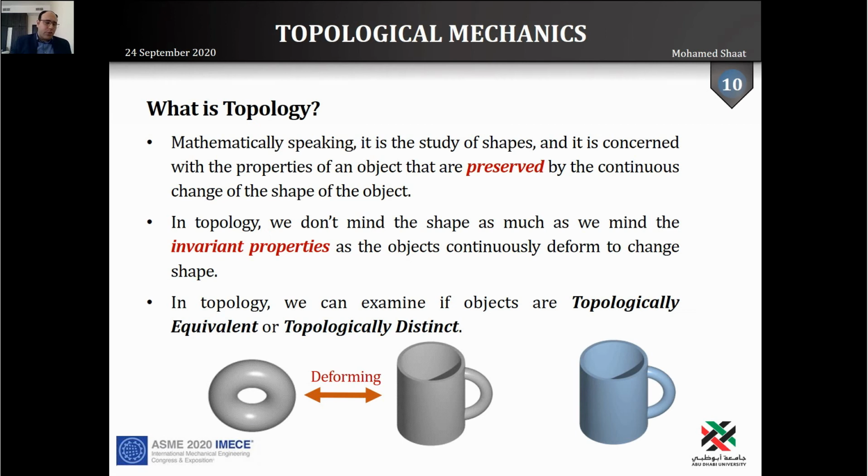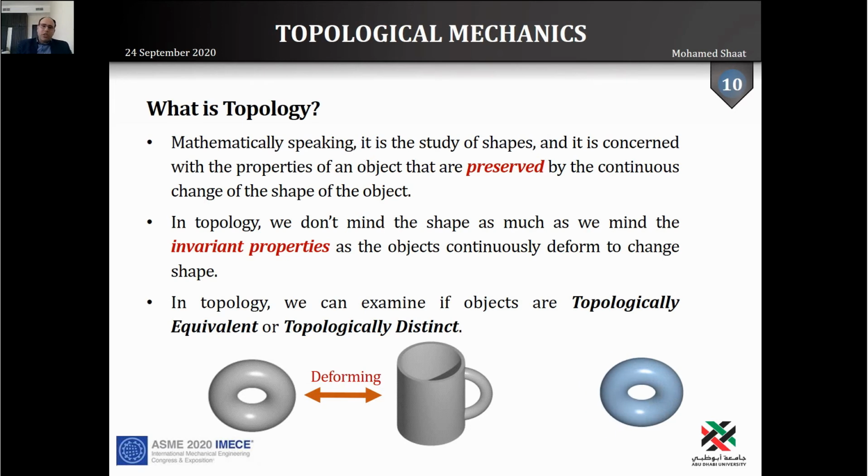So what is topology? From the mathematical point of view, mathematically speaking, topology is the study of shapes. Topology is concerned with the properties of an object which are preserved by the continuous change of the shape of this object. In topology, we don't mind the shape as much as we mind the invariant properties of the object as it continuously deforms or changes its shape.